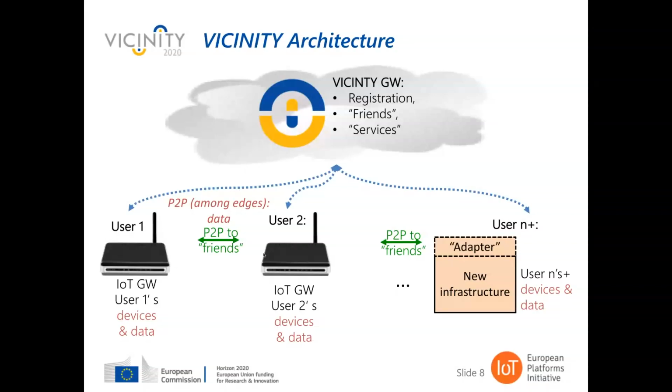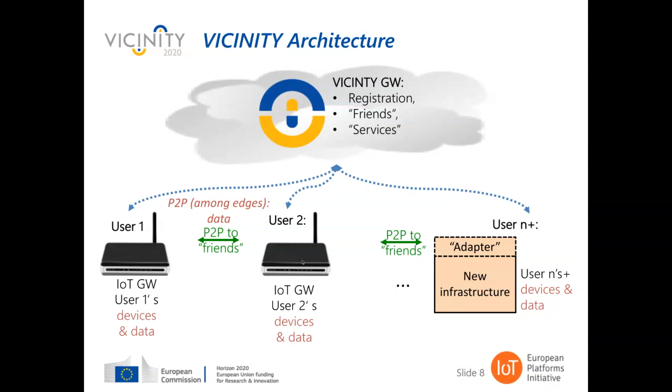On the lower part of the slide, you see user 1, user 2, user n plus 1. Here we have, for example, devices and data that can be accessed via an IoT gateway. The users share their data only in a peer-to-peer way, only with their friends, not with everybody. And on the lower right side, you see how this is happening.